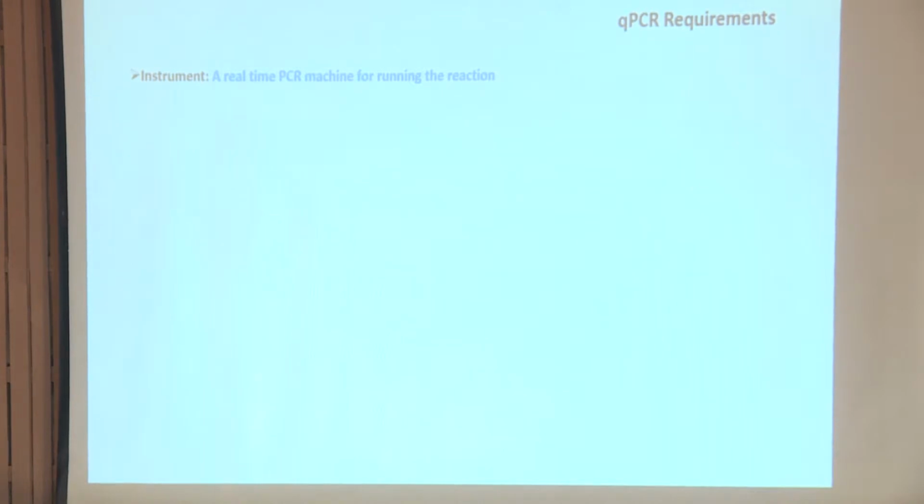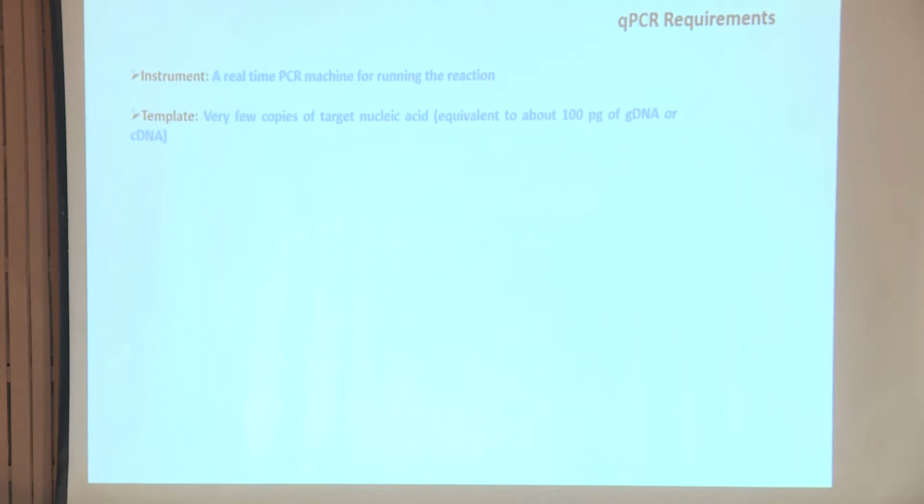Requirements. What is needed? The primary requirement is you need to have a machine. If you don't have a real time machine, you cannot do real time PCR. Correct? You mix everything and don't look at the tube, nothing will be seen. You need a machine. Correct? So, a real time PCR machine for running the reaction is an absolute requirement.